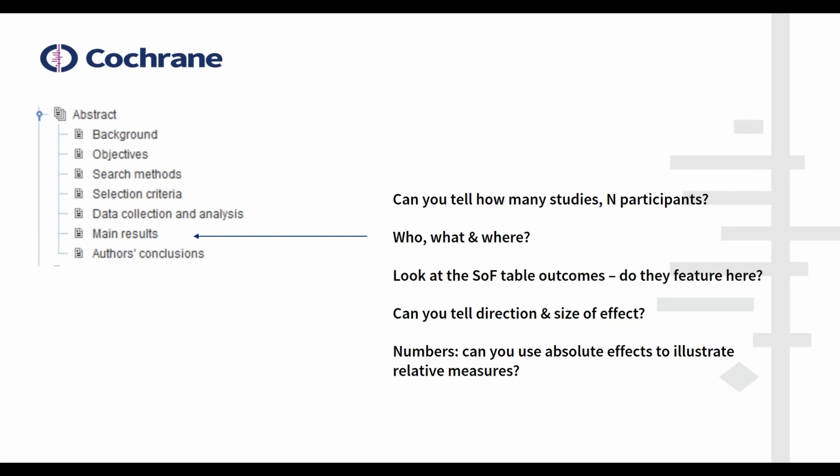but so are the GRADE ratings. And in terms of numbers, can you use absolute effects, maybe NNTs or absolute risk reductions, to illustrate what the relative measures mean? Seeing a 20% reduction in mortality may be really impressive, but if that's a really low rate, then I think it's an important point to draw on. It gives some context, and it also creates realistic expectations on the part of your readers.